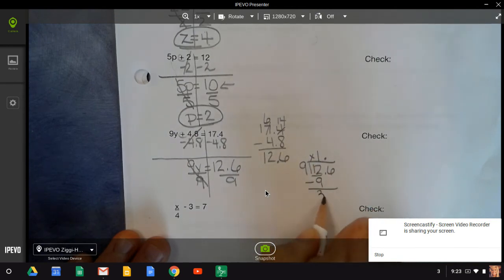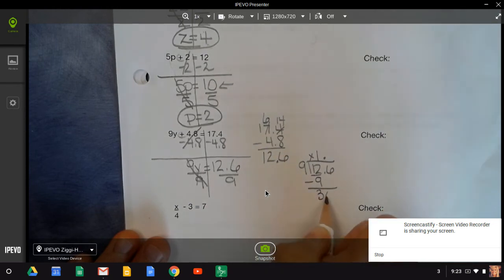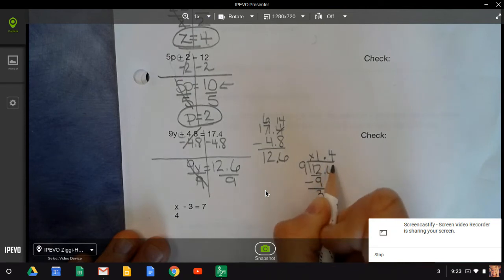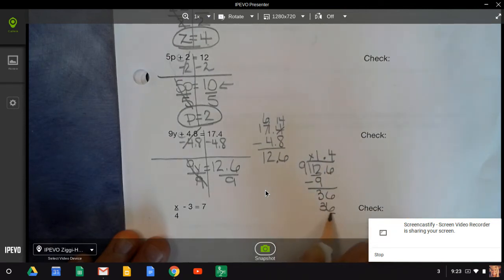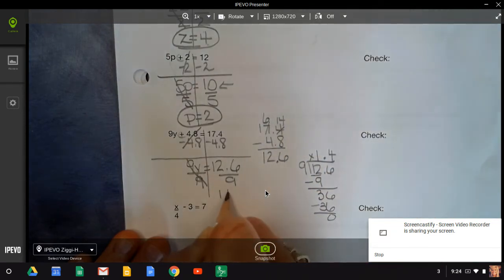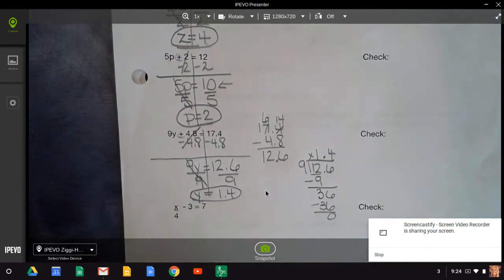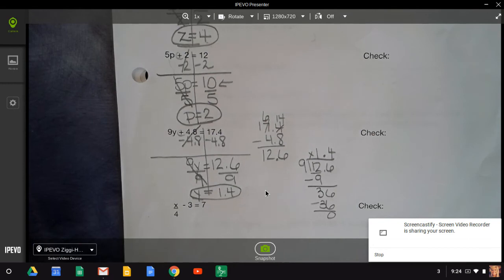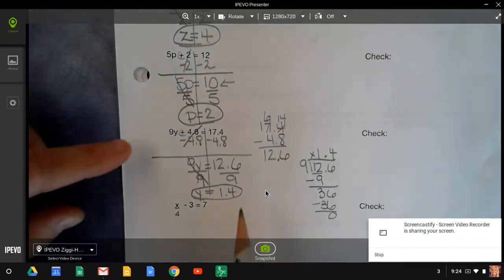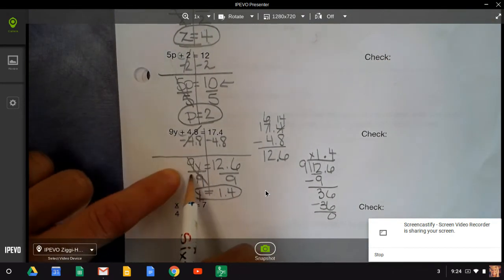We're going to subtract. We get 3. Bring down the 6. 36. 9 goes into 36 4 times. That 4 goes above the 6. And our answer is 1.4. We're going to bring down that y, and y equals 1.4. So that is how you solve two-step equations when there is multiplication involved and you did the inverse, which is division.